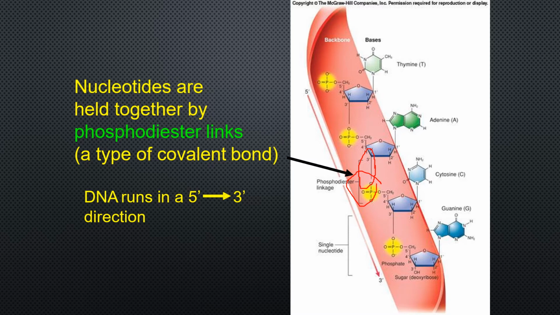And so that makes up the outside backbone of the DNA, and those are stronger bonds than the hydrogen bonds that link the inside. So what do we mean by the DNA runs in a 5' to 3' direction?